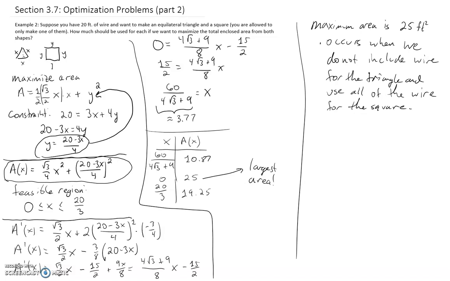So there we go. The question asked how much should be used for each if we want to maximize the total enclosed area. We see that the maximum area is 25 square feet. We include all of the wire in the square, and if you'd like to be more specific, the dimension of the square would be a side length equal to 5 feet. And there we go. That is the second example.